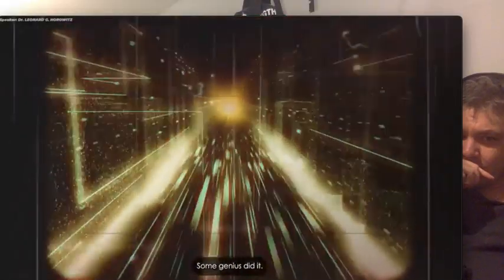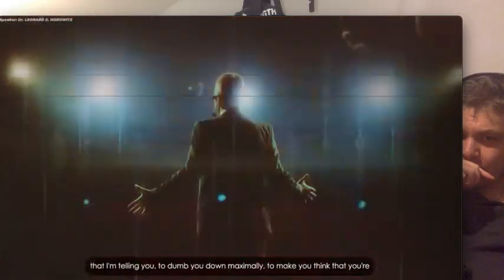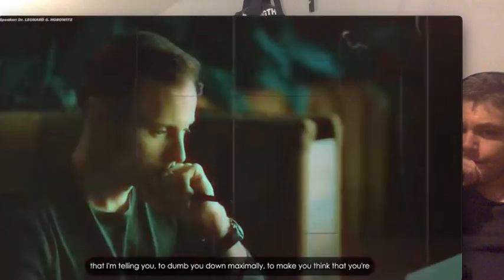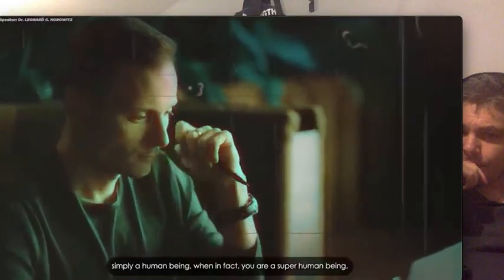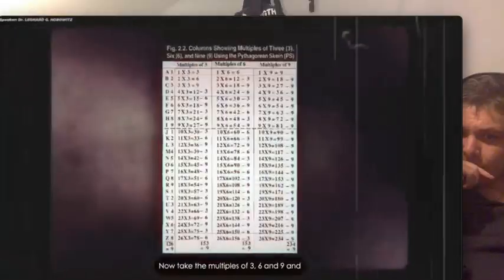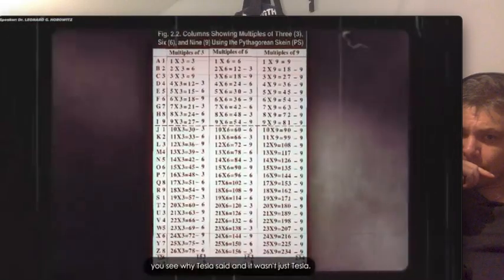Some genius did it. And they did it to have the exact impact that I'm telling you. To dumb you down maximally. To make you think that you're simply a human being when in fact you are a superhuman being. Now take the multiples of 3, 6s, and 9s and you see why Tesla said, and it wasn't just Tesla.